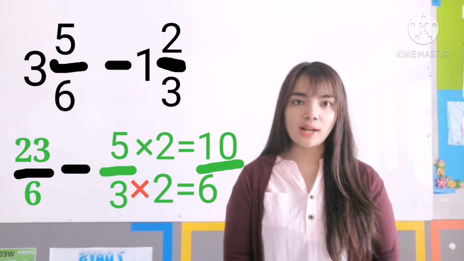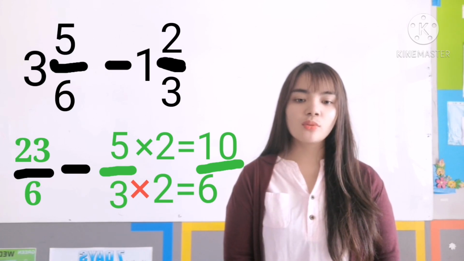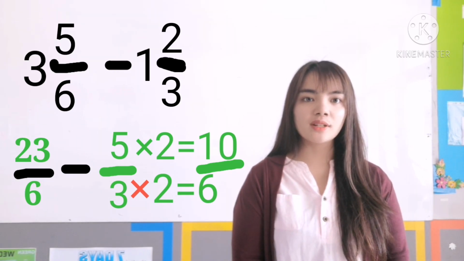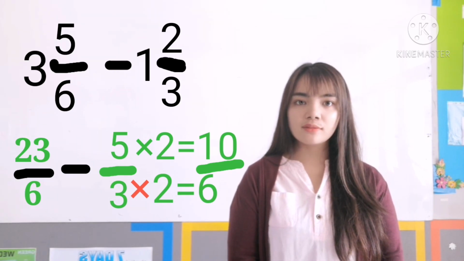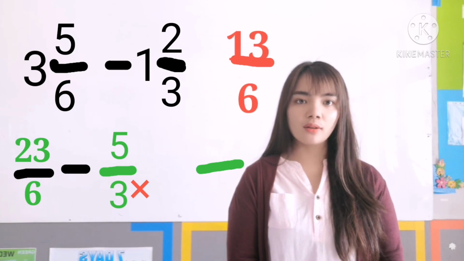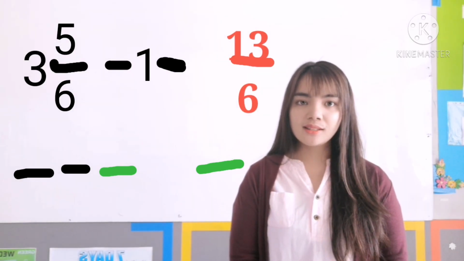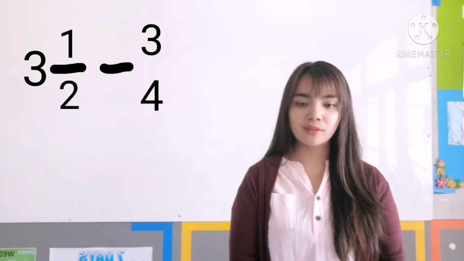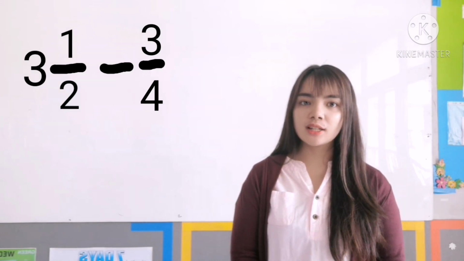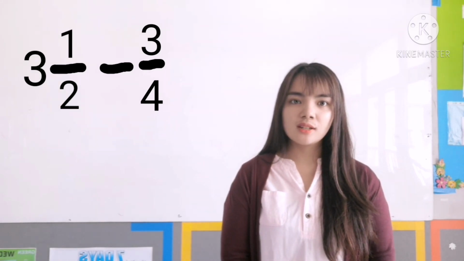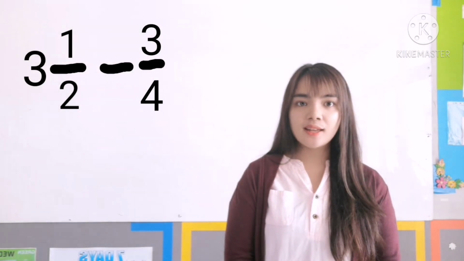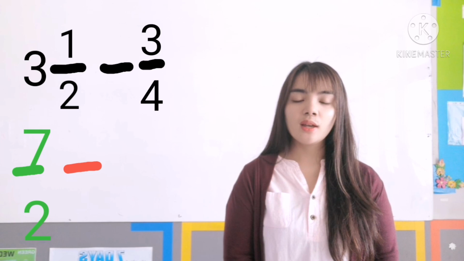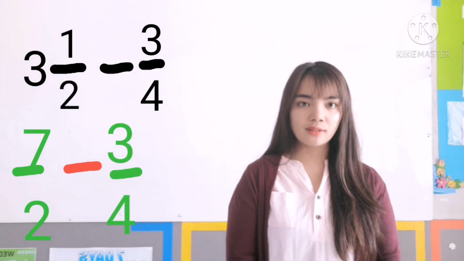Now we can subtract these fractions. So 23 all over 6 minus 10 over 6. So we have 13 all over 6. Second, we have 3 and 1/2 minus 3/4. So we need to convert first our mixed fraction. So 3 and 1/2 is equivalent to 7 over 2 minus 3/4.